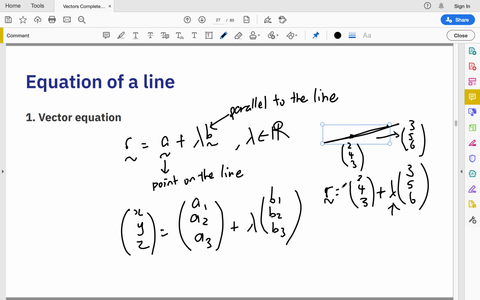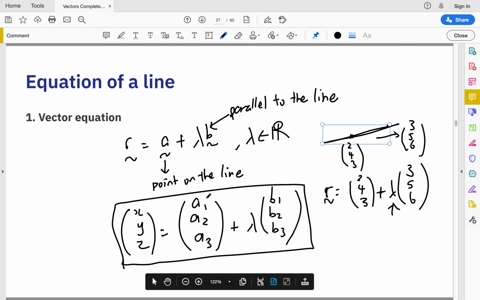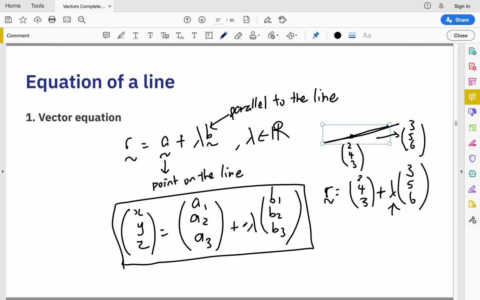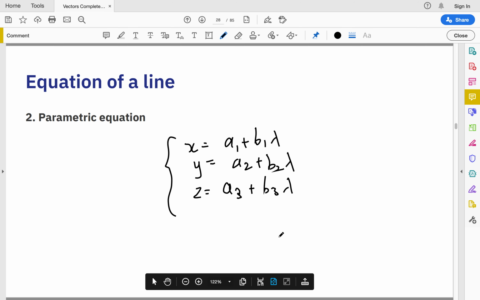So that is it for vector equation, and what we can do is write each of these vectors in full, so in their 3-element form as shown here. After we write this format, we can take out each line. So x equals a1 plus lambda times b1, y equals a2 plus lambda times b2, z equals a3 plus lambda times b3. So it will look something like this.